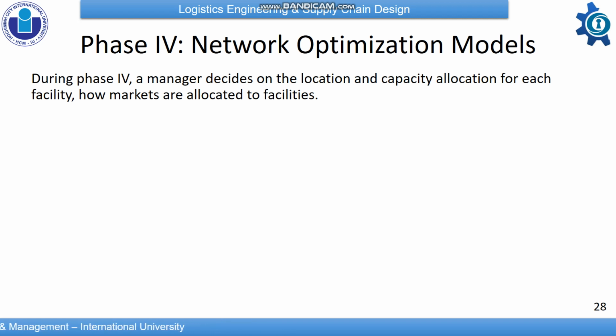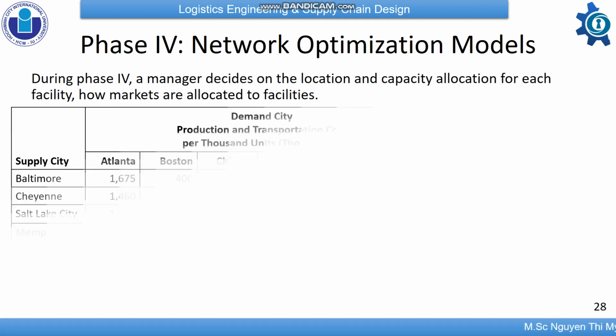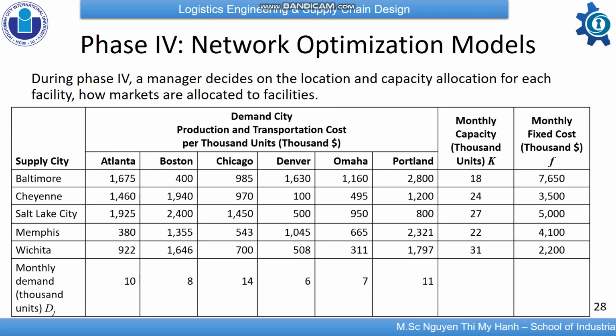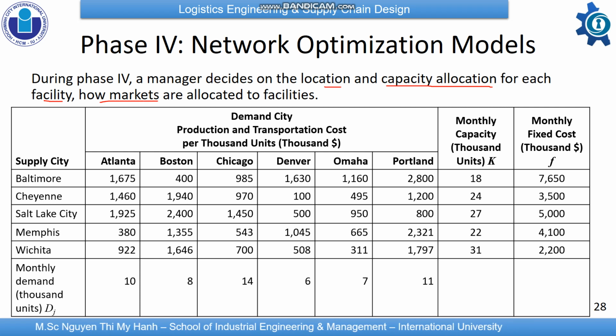Last week we already learned how to determine the region. Then from the optimal region we will determine the specific location for our facility using the gravity model. And in this phase, the managers will decide on the location and the capacity allocation for each facility. And also they determine how markets are allocated to the facility.